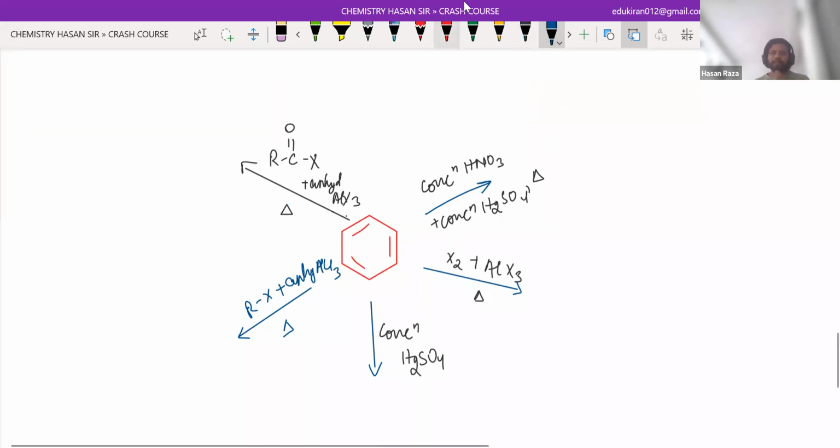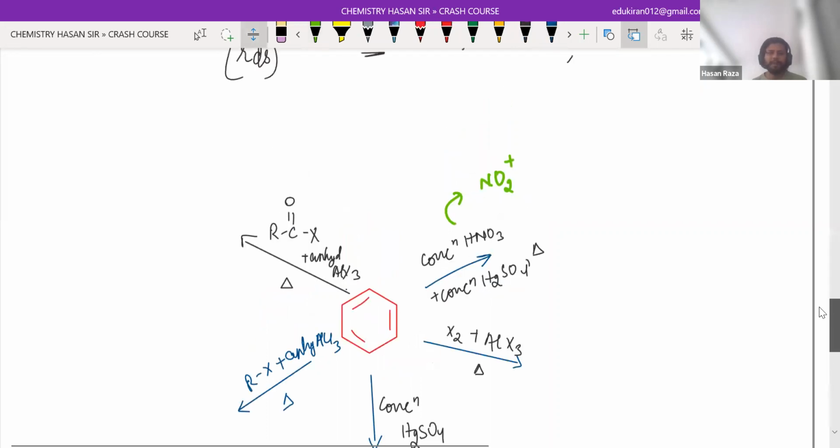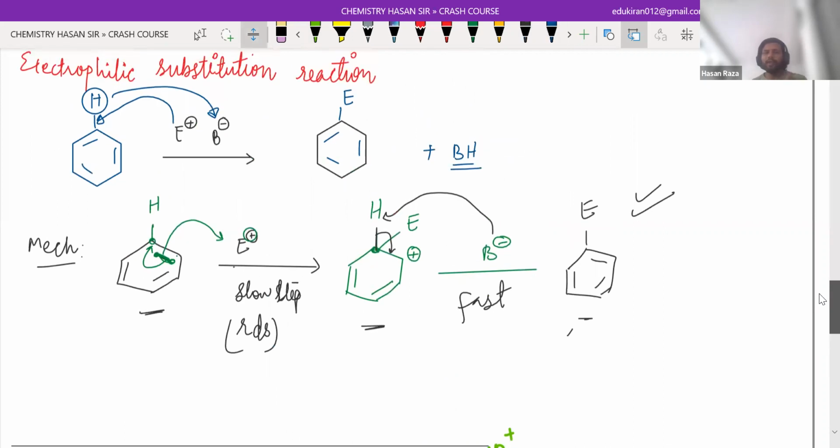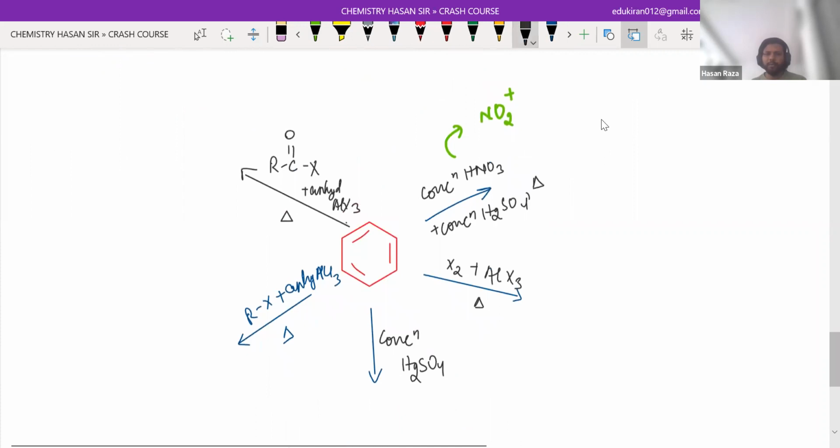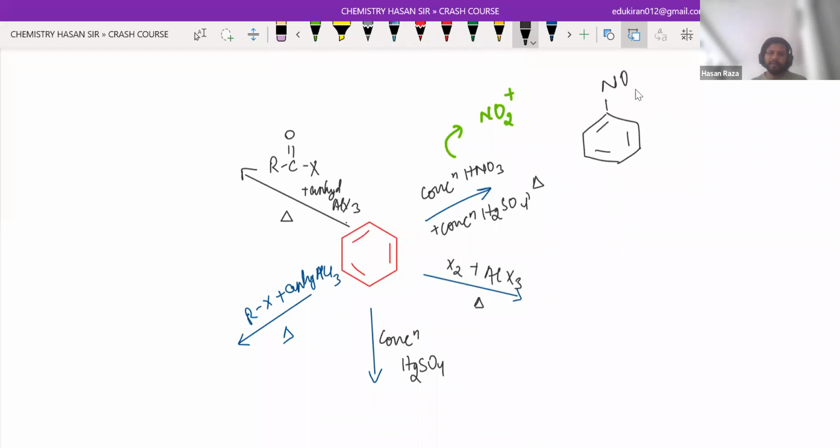So focus here now. Please stop writing. Here you can see concentrated HNO3 and concentrated H2SO4. Due to this, there will be generation of an electrophile, that is NO2 plus, the nitronium ion. As you saw in the previous concept, the electrophile E attacks any position of the benzene, so in this way this electrophile will be added on benzene.